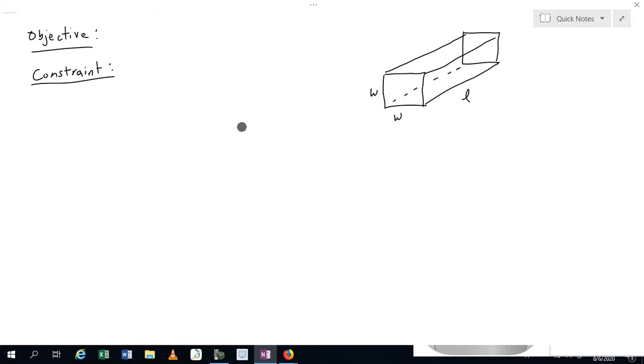Now, this is an optimization problem. Anytime you work out an optimization problem, you should probably first write down the objective. And it's either to maximize some quantity or to minimize some quantity. And of course, in this case, we're trying to maximize the volume of this box. So that's our objective.